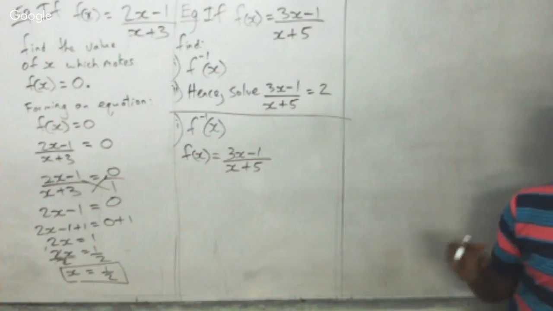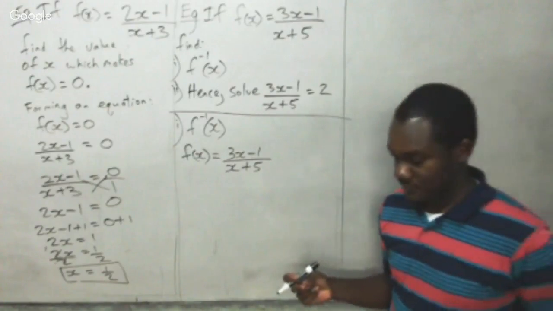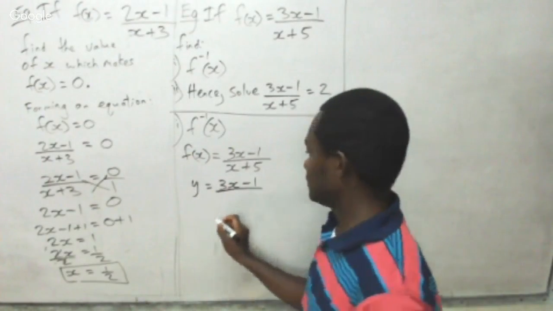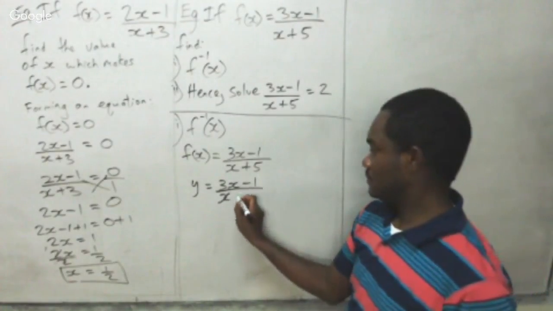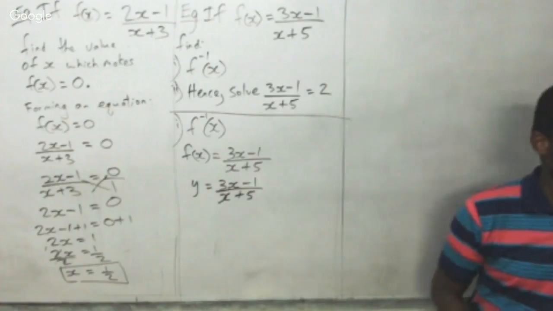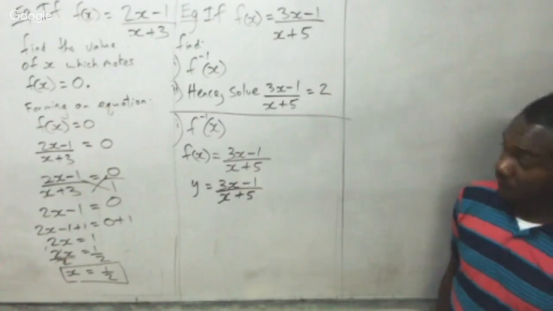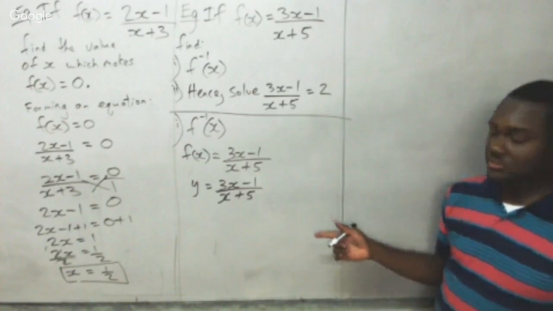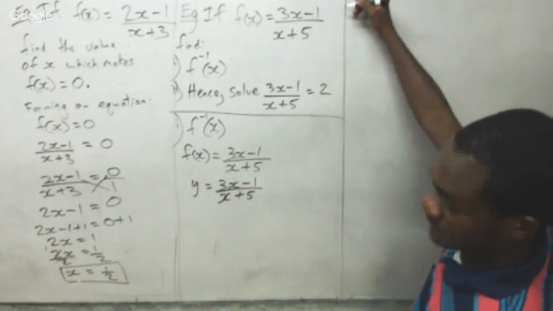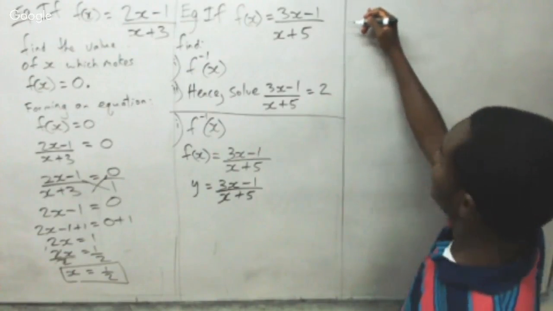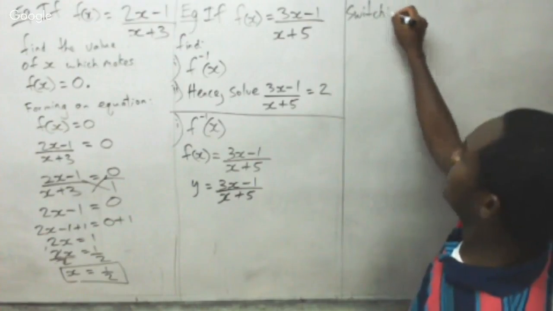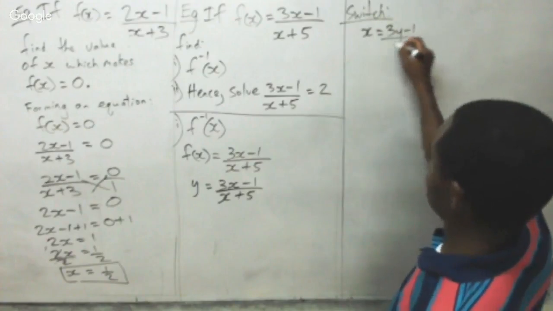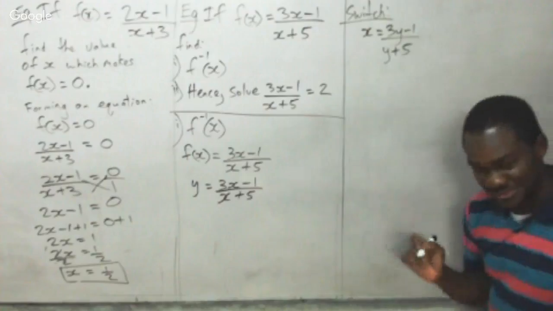Remember the steps now? So you're going to say what? y equals (3x minus 1) over (x plus 5). Right. Next step: switch x and y. Next step is the switching step. Do we have to write the word switch? No. So x equals, you switch, x is equal to (3y minus 1) divided by (y plus 5). Excellent. We're learning. I'm so proud of you.